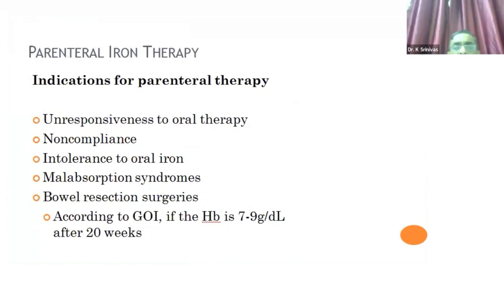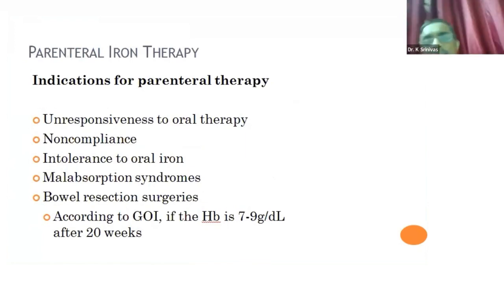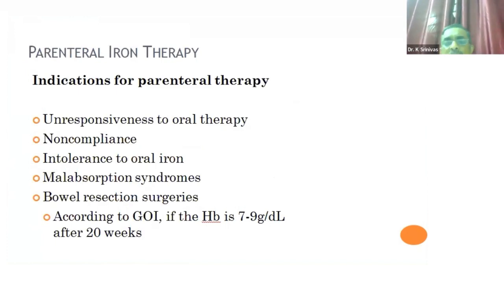Now coming to the second route of therapy, injectable iron. So injectable iron need not be used very frequently, right? It is reserved for certain situations when the patient is not responsive to oral therapy, and when you are sure that she is totally non-compliant or she is not tolerating oral iron. Sometimes, as I said, the stomach hydrochloric acid and also the duodenal part is very important for absorption. But if there is any malabsorption syndrome or gastrectomy or any such thing has happened, in such cases, you may have to go for parenteral iron, right?